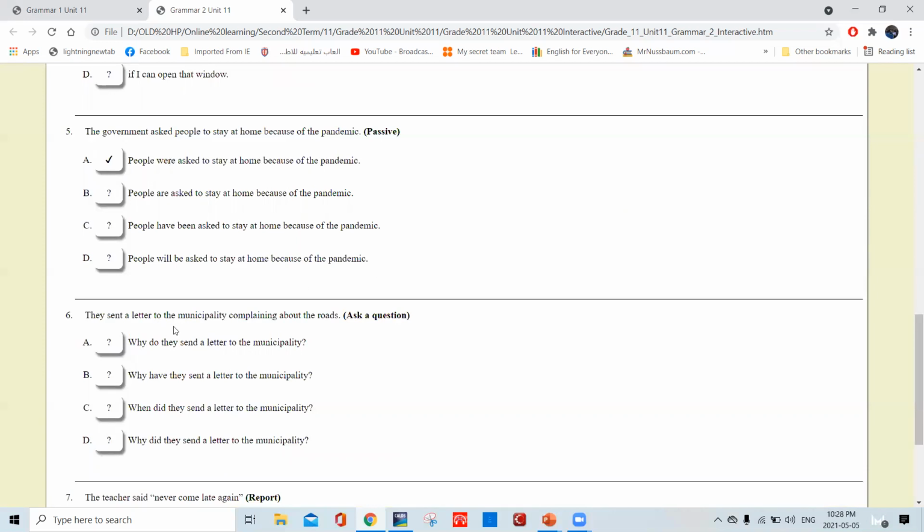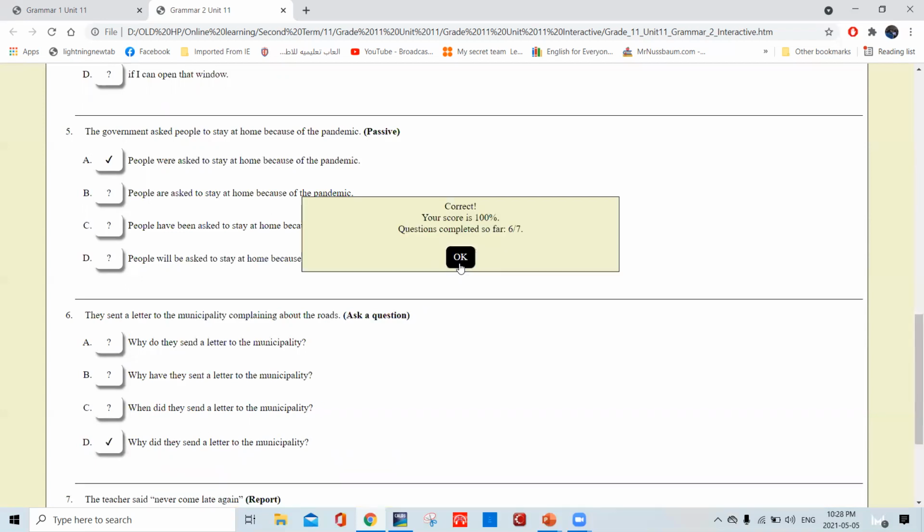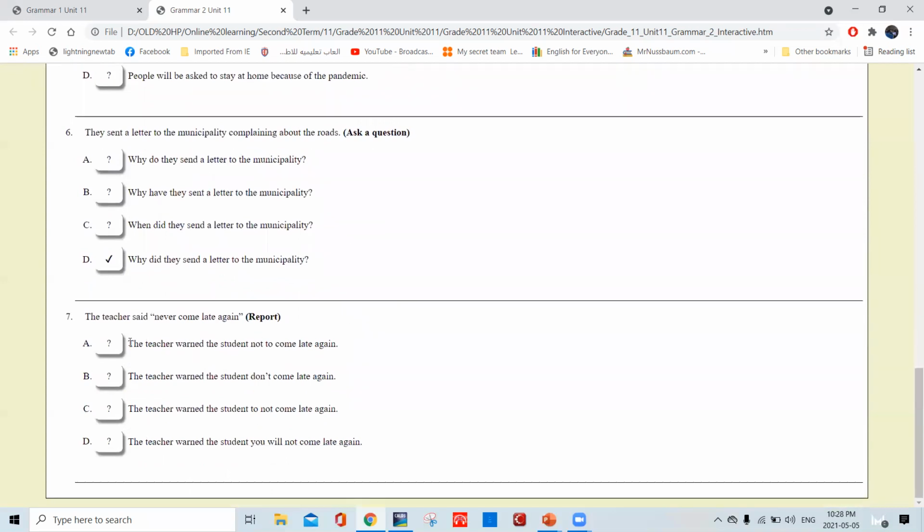They sent a letter to the municipality complaining about the roads. Municipality, the city council. Ask a question. Here complaining about the roads is the reason. Why, when is wrong. So why, here, sent is past simple, we use did. Why did they send a letter to the municipality? When or why? Correct.